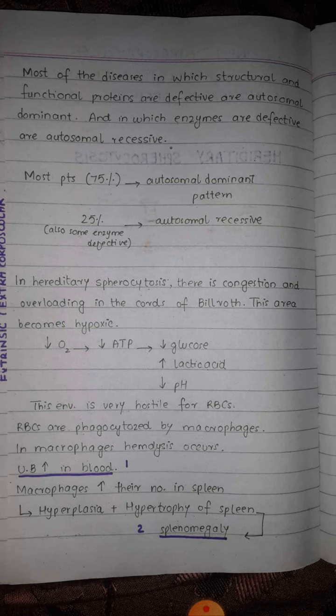Then, as macrophages are present in the spleen, and these macrophages are responsible for the engulfment of RBCs, the number of macrophages in the spleen increases. So there is hyperplasia and hypertrophy of the spleen. So we can say that a person who is suffering from hereditary spherocytosis can have splenomegaly.